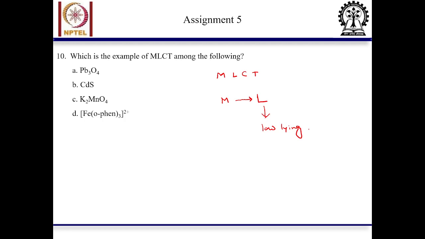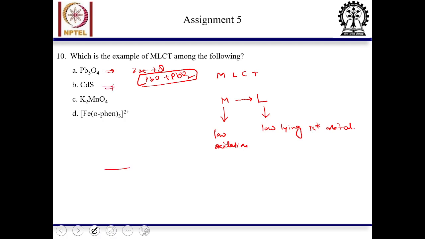Your ligand should have a low-lying pi star orbital. That is the first criterion, and your metal should be in a low oxidation state. Then only it can give the electron from the metal to the ligand. And the second, most important thing, is that their energies should be comparable. Now coming to Pb3O4. What is the oxidation state? Basically it is 2 PbO plus PbO2, so here your lead is in a higher oxidation state. So it will form the other way.